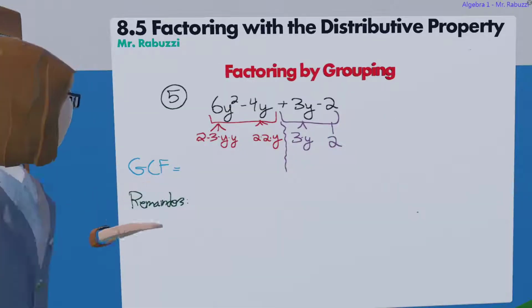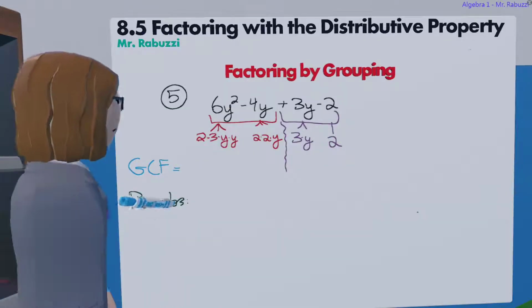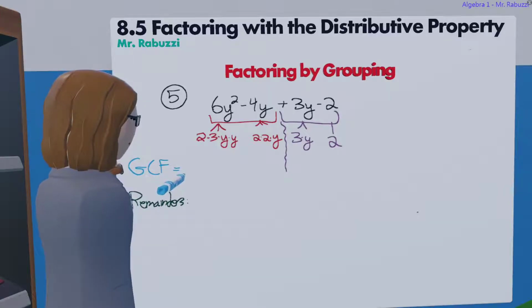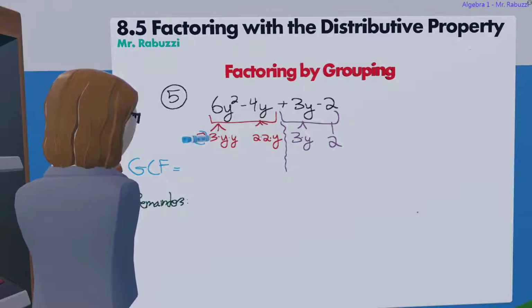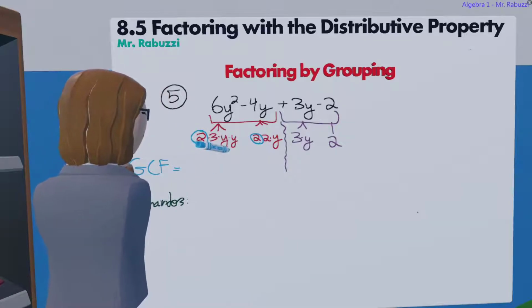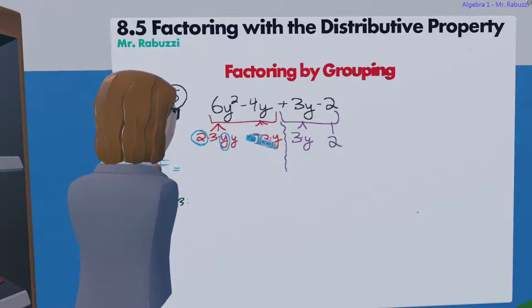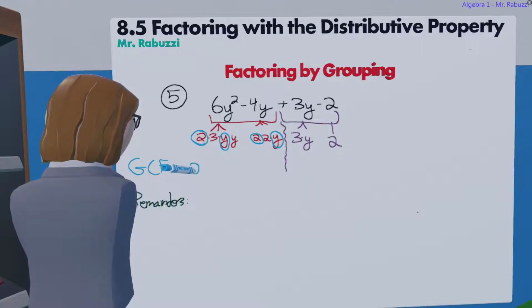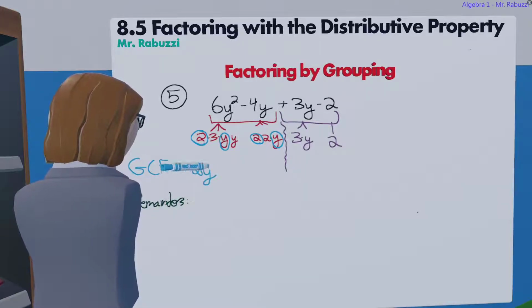All right, let's talk about GCF for the red group. This is our first group, so we're only looking at the two red factors. I've got a 2 that matches this 2, and I've got a y that matches this y. So my GCF here is 2y.